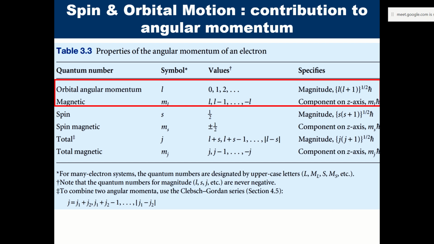So there are two sources of angular momentum. We are talking about the angular momentum of the electron. The contribution to angular momentum comes from two things, orbital motion and spin. So for orbital angular momentum, this is how it varies, and this is how you get the magnitude. The direction, the orientation of the angular momentum in three-dimensional space is given by the component, ml h cross, right?